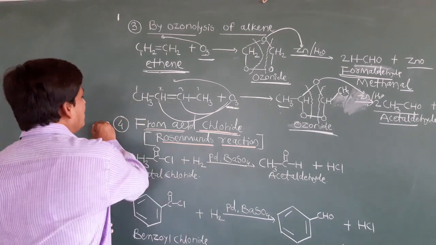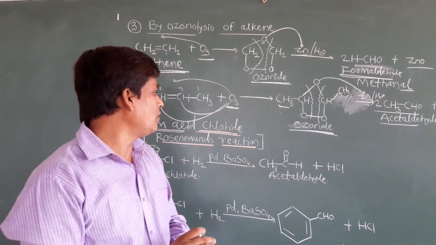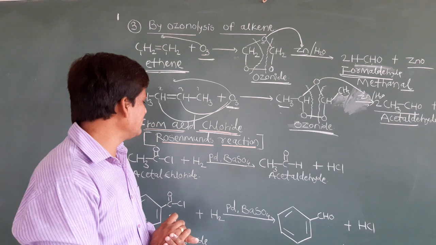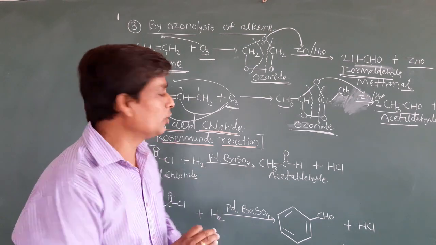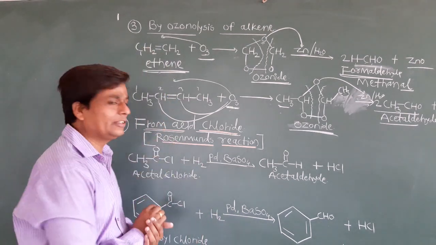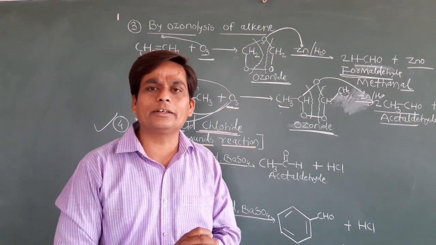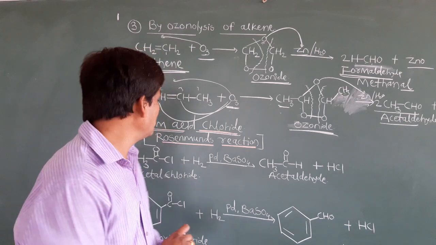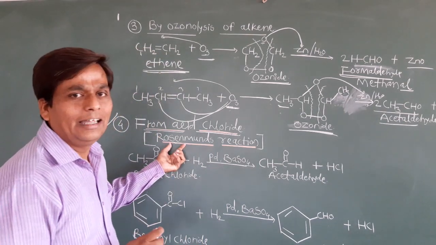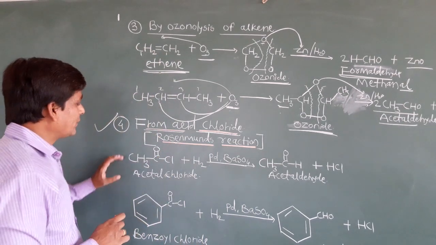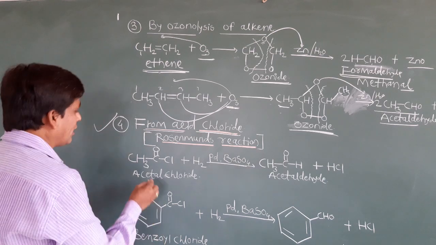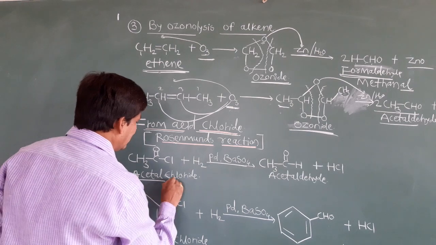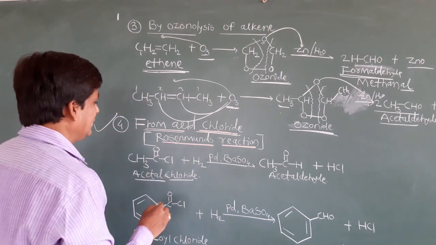This is a very important method, from acid chloride. So this is the Rosenmund reduction, Rosenmund reaction, or we can say it is a reduction also. Rosenmund is the name of the scientist. So it is a very important reaction, students. Many times in JEE as well as NEET exams they will ask questions on the basis of the Rosenmund reaction. This is a named reaction. Okay, see. Here I am using the example acetyl chloride, CH3COCl. This is what? Acetyl chloride.